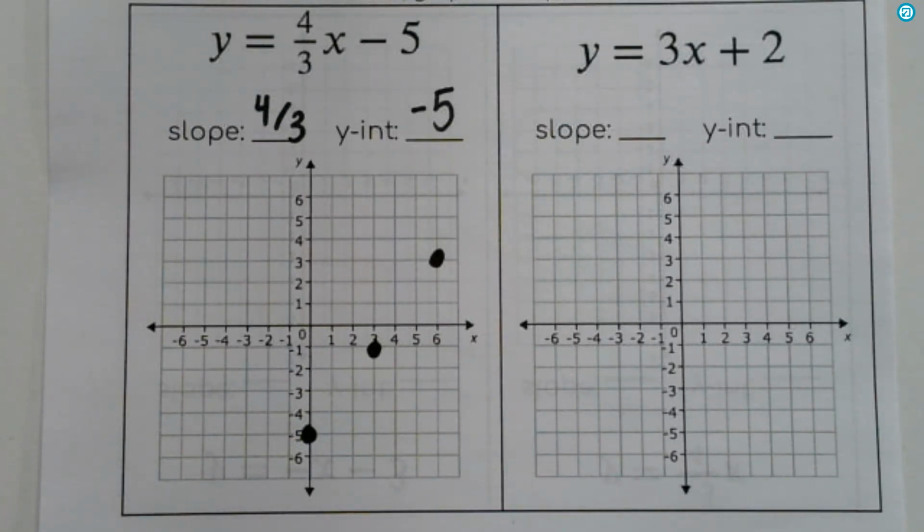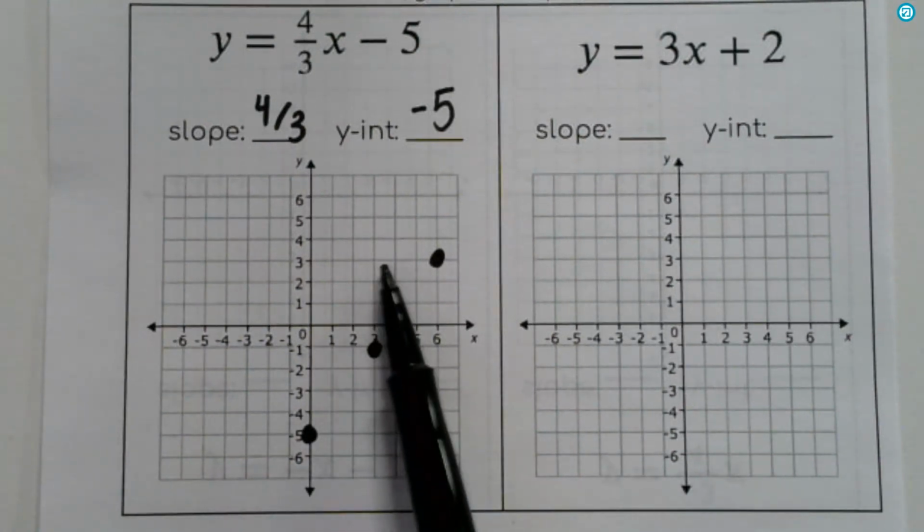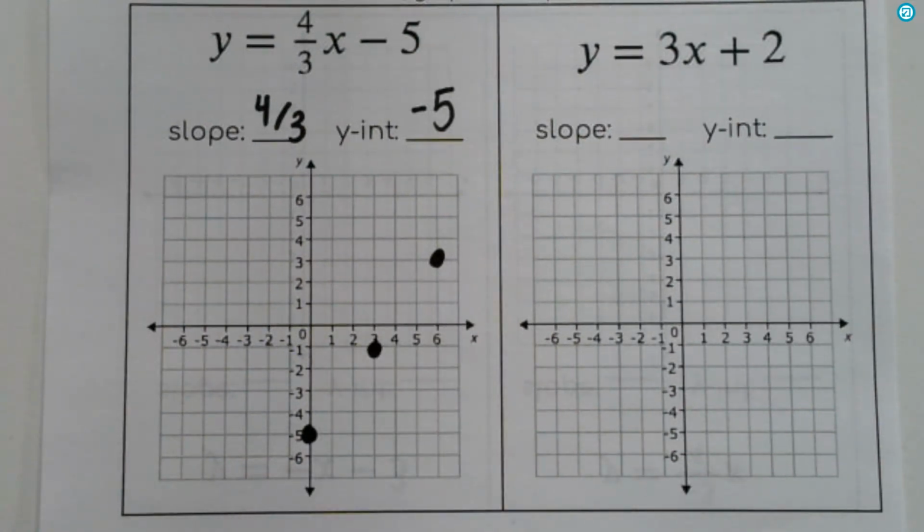So to recap what I've done, I started at negative 5 because that was my y-intercept, and then my slope, I went up 4, right 3, up 4, right 3. Any questions?